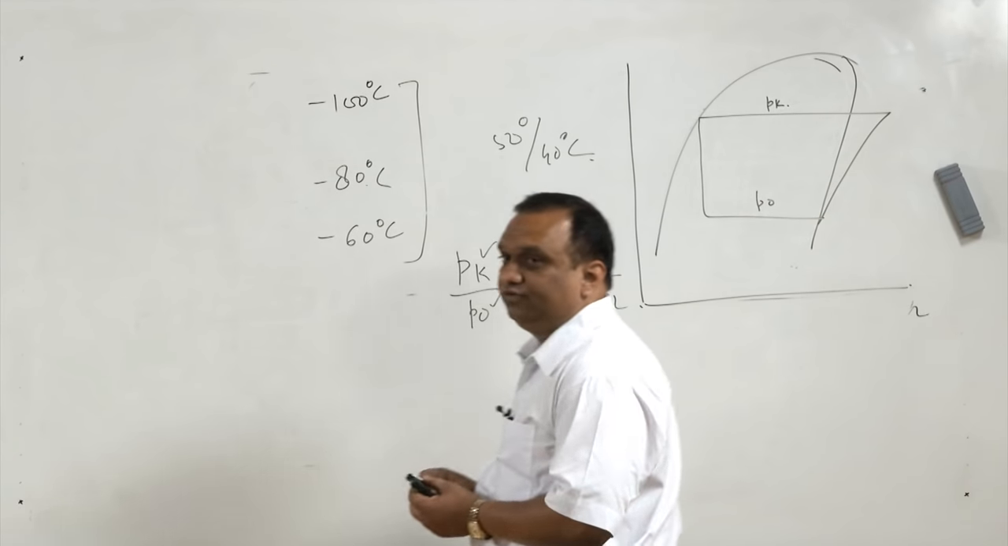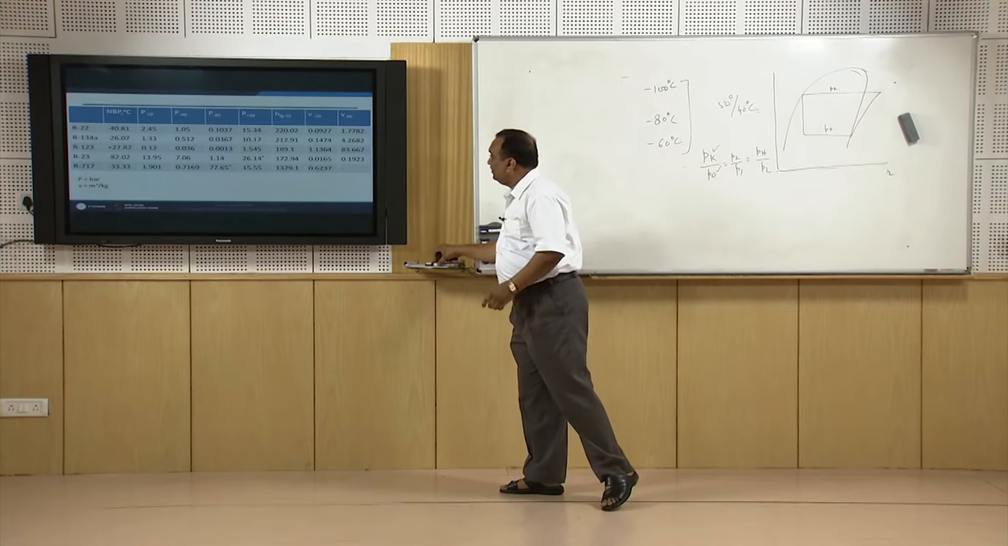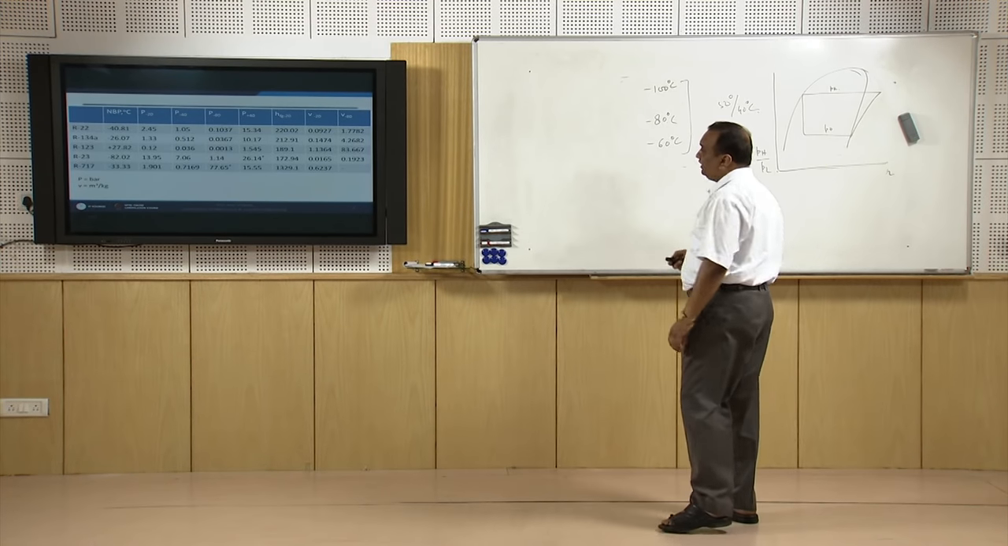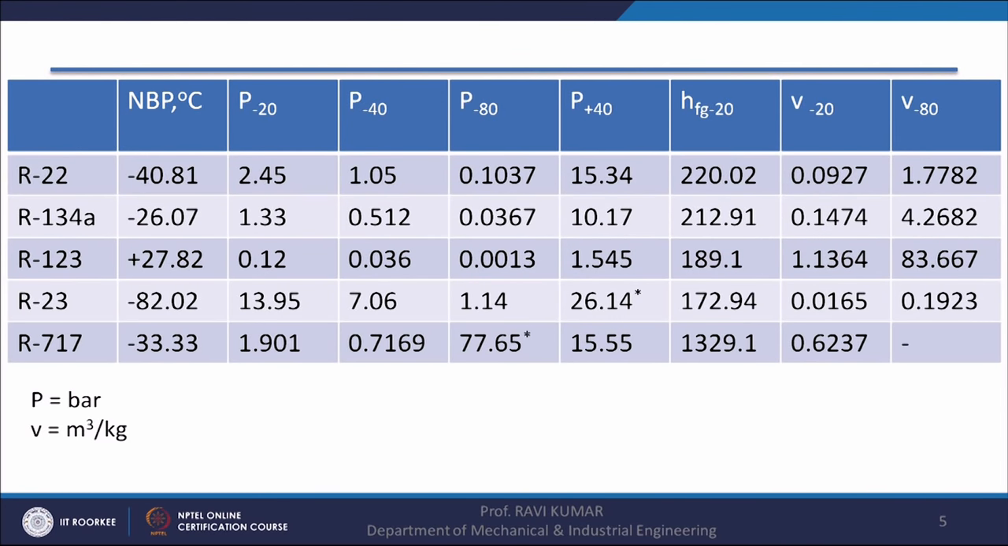So, the moment we reduce the pressure, the specific volume increases. Here also you can see for this R22, if the evaporator temperature is minus 80 degree, the pressure is only 0.1 bar and specific volume is also very high. It is 1.7782 meter cube per kg. And if you look at the refrigerant R23, its normal boiling point is minus 82 degree centigrade. So, at 1 atmospheric pressure, it will boil at minus 82.2 degree centigrade and specific volume is only 0.1923.